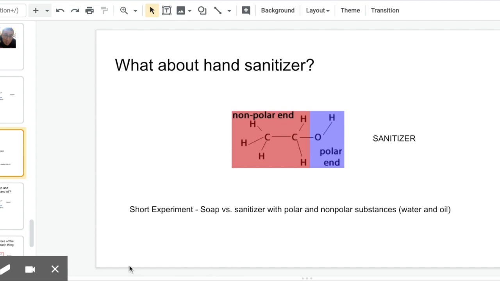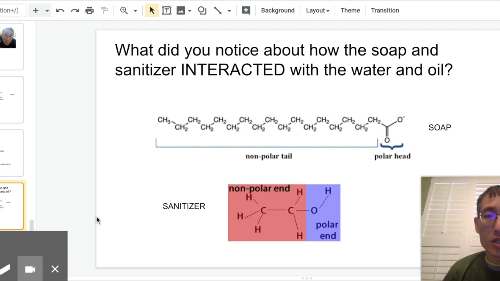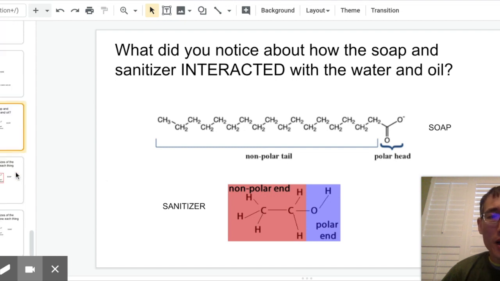Okay, so we're back now. And so I want to talk about, what did you notice about how the soap and sanitizer interacted with the water and oil? Did one interact better than the other with water or with oil? And then think about why that is.